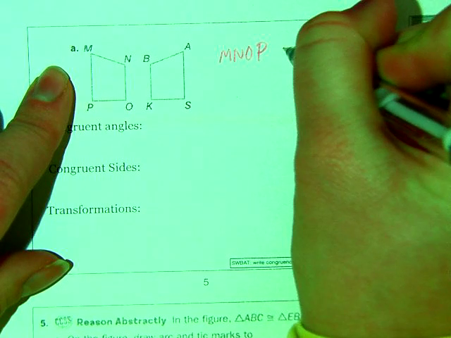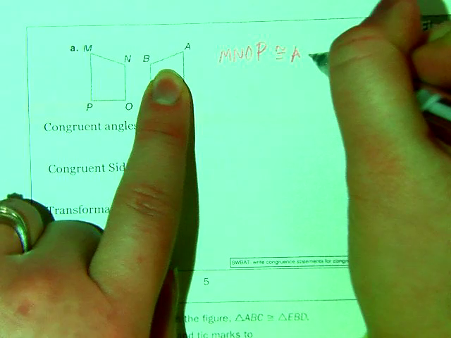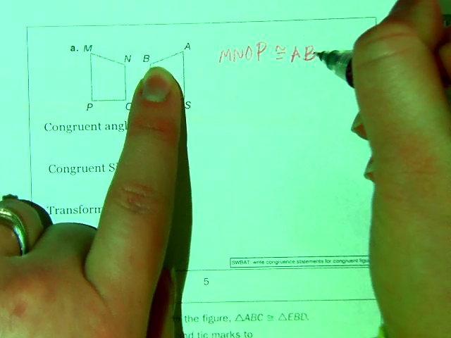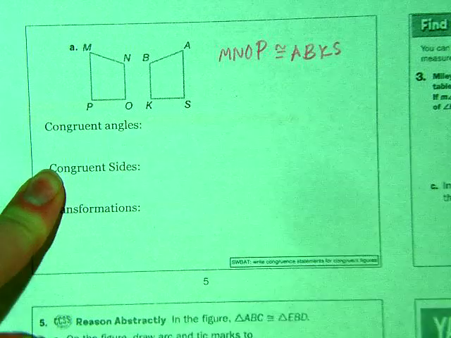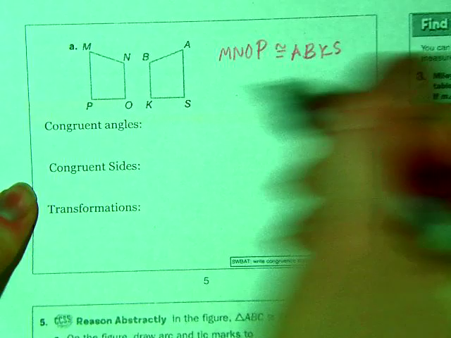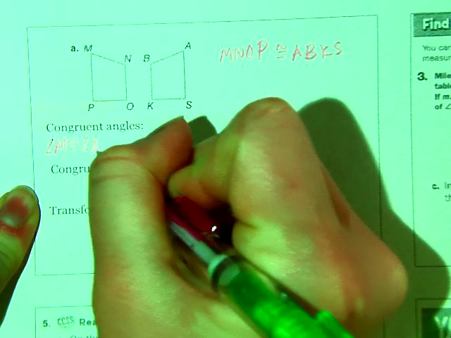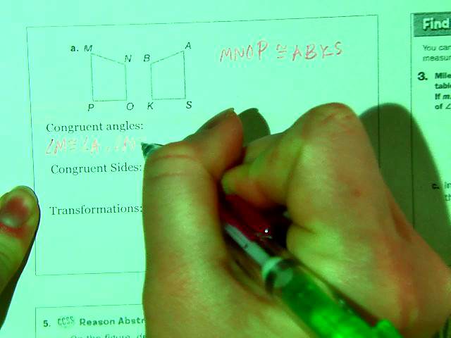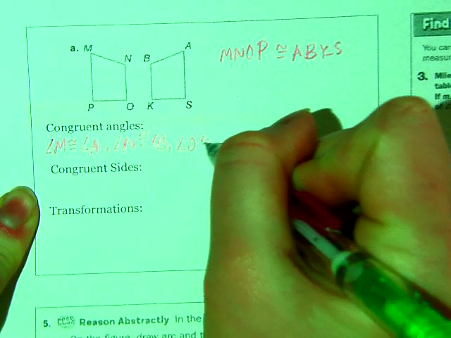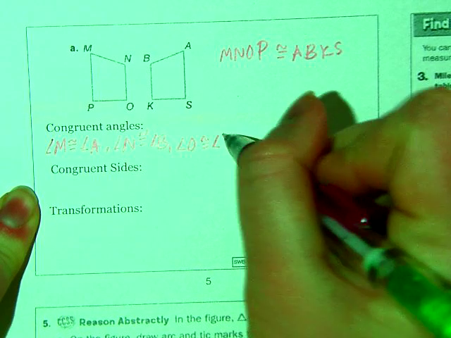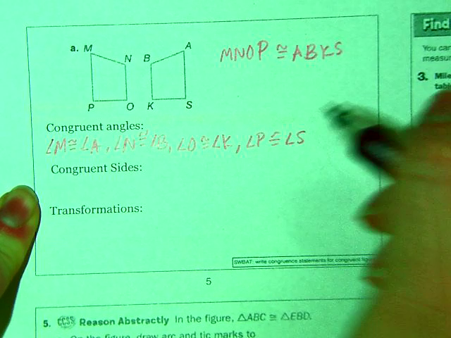MNOP is congruent to, A would go with M, B, K, S. Congruent angles, we have 4 of them here. So if we use this symbol, angle M is congruent to angle A, comma, angle N is congruent to angle B, comma, angle O is congruent to angle K, comma, angle P is congruent to angle S.